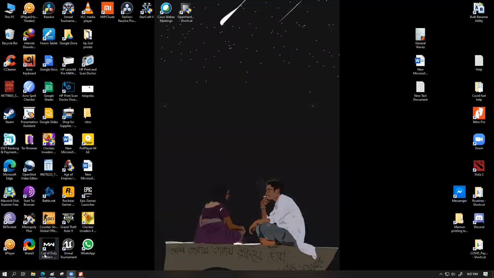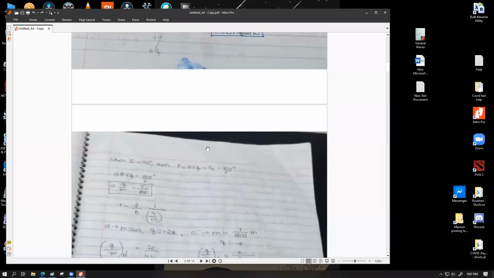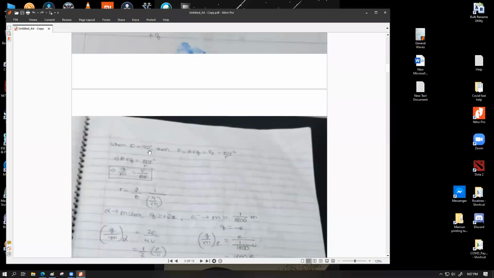What was I going to show? Charged particle flow here. Okay, from here, the equations we will get: when theta equals 90 degrees, then F equals BVQ, or that can be used as Fc, which I just described. This can also be considered as a centripetal force, because it's always going to be a circular motion. So BVQ equals Fc equals mv square by r.